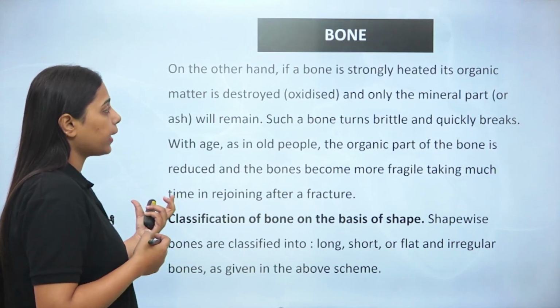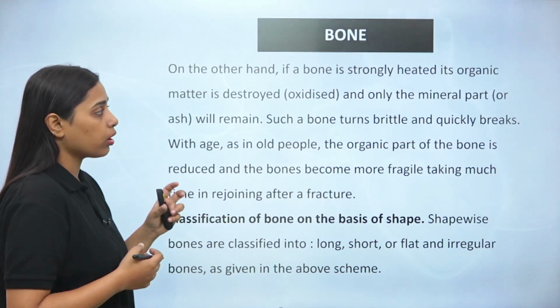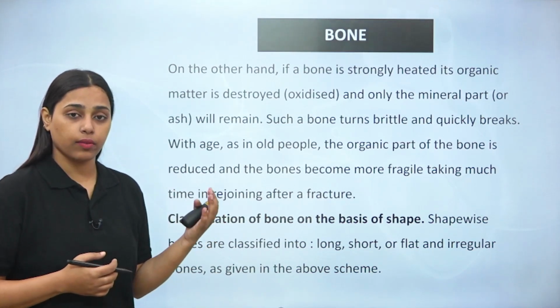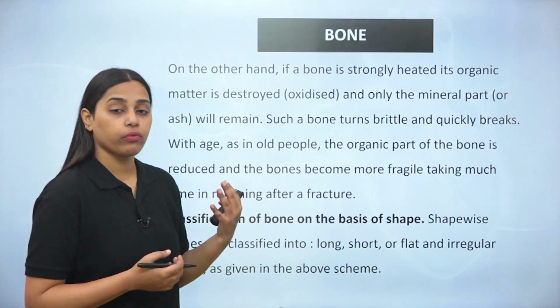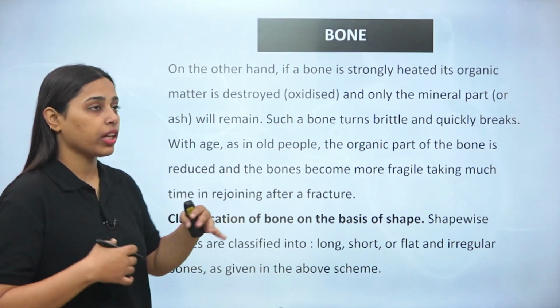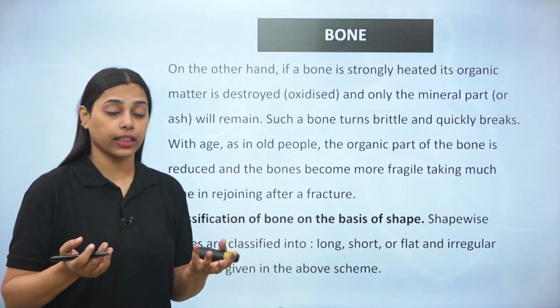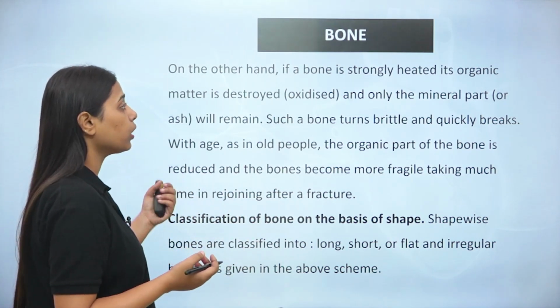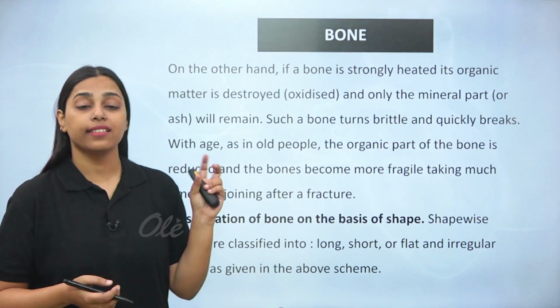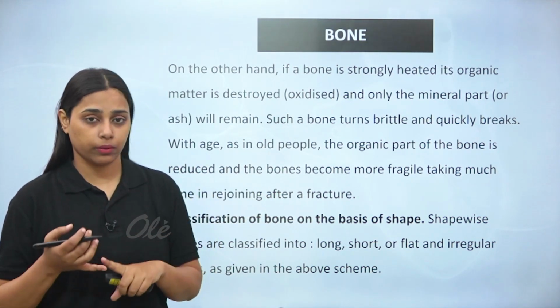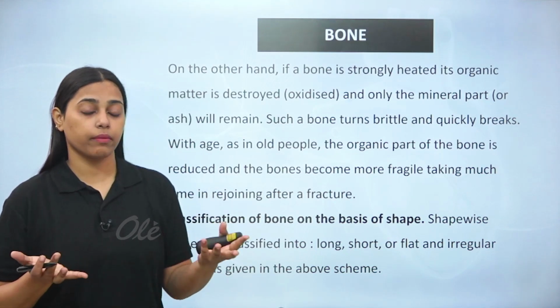On the other hand, if a bone is strongly heated, see, when HCl was added, it was decalcifying the bone. Calcium was removed from it. Now if we are talking about what happens to the organic content, if the bone is strongly heated, then organic matter gets oxidized. Organic matter is made up of carbon, hydrogen, or oxygen elements only.